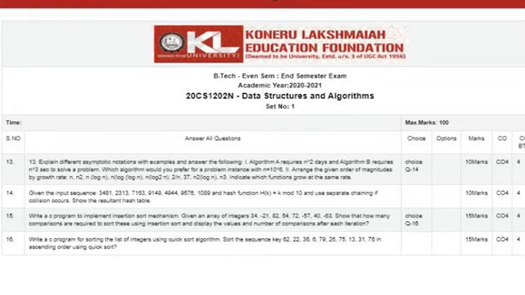Explain different asymptotic notations with examples and answer the following. Algorithm A requires n to the power of 2 days and algorithm B requires n multiplied by n to the power of 3 to solve a problem. Which algorithm would you prefer for the problem instance with n equal to 10 to the power of 6.